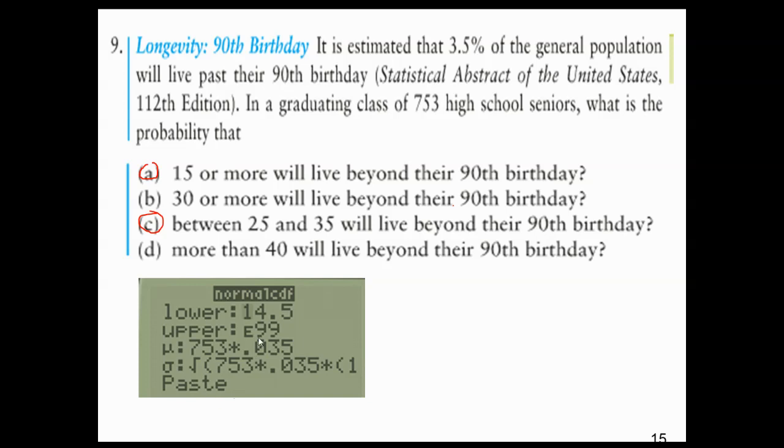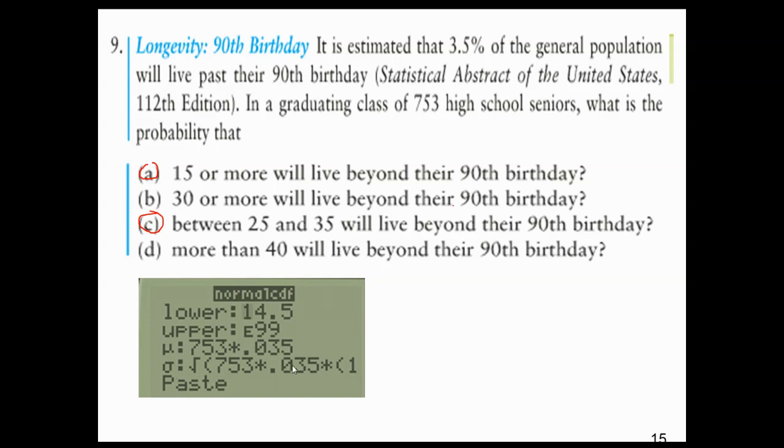Mu is equal to n times p. Well, there's my n value, right? There's 753 high school seniors, and the probability that one of these people lives to be in their 90s is 3.5%. Now you've got to remember that 3.5% expressed as a decimal is 0.035. I'm moving the decimal point 2 places to change a percentage to a decimal. You're dividing by 100, which means you move the decimal point 2 places to the left. Sigma is the square root of n times p times q.